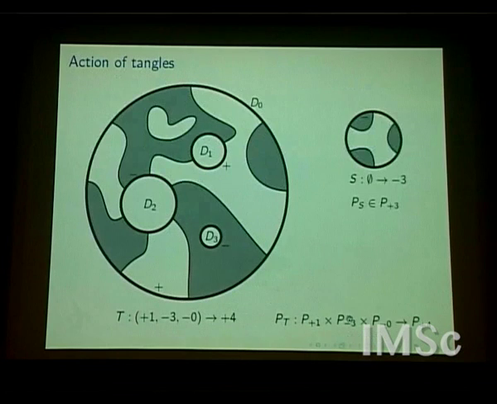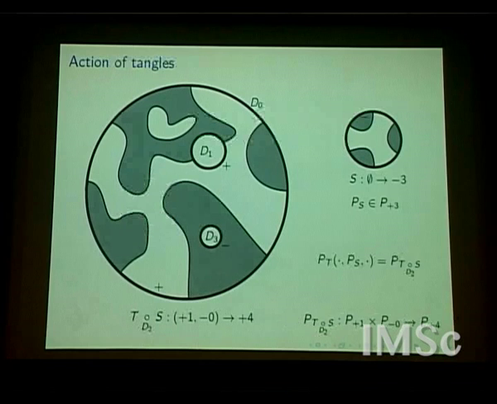So, what do I mean by that? T here is a tangle from +1 -3 -0 to +4. So, the action of T should be a multilinear map from P +1 cross P -3 cross P -0 to P +4, and S is a tangle without any internal disk. So, PS should be just an element of P -3, I am sorry about that, this is a misprint, P -3.